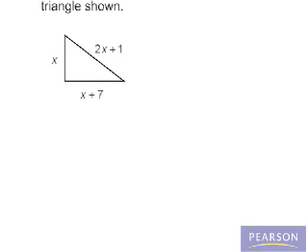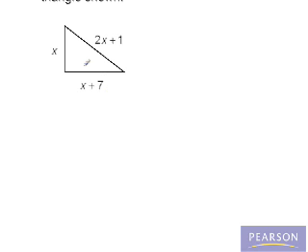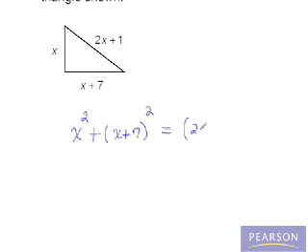Therefore, the Pythagorean theorem would hold, and it says that the sum of the squares of the legs, meaning we're going to square each leg, so we have x squared, and also x plus 7 squared, will equal the longest side, or the hypotenuse squared, which is 2x plus 1. So we'll also square 2x plus 1. So here's the equation that we need to solve for x.